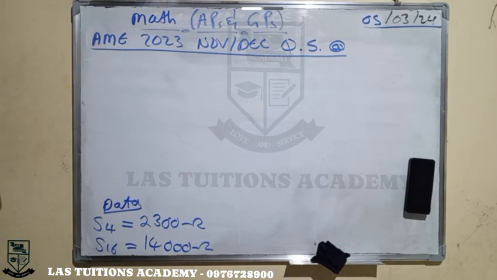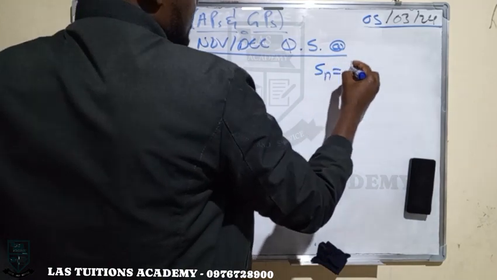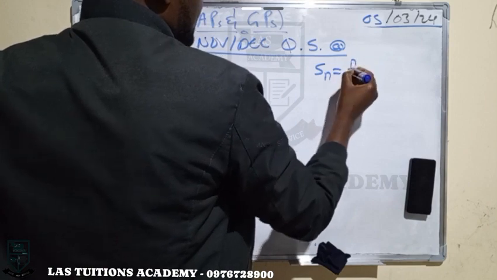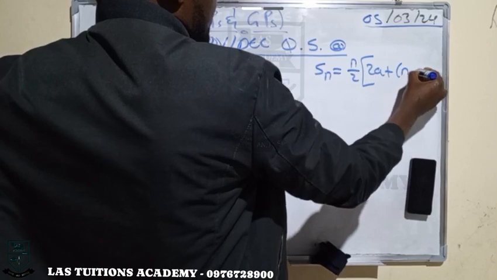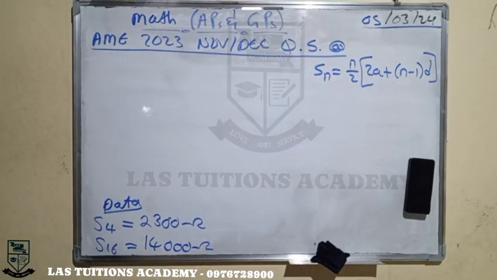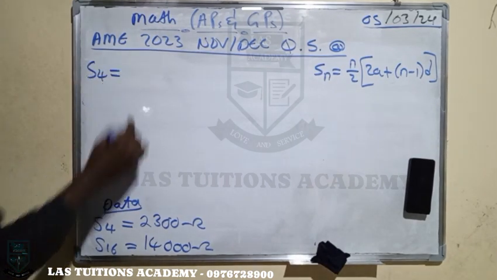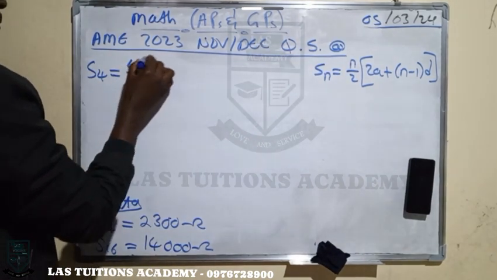So the formula is: the sum to the nth term is equal to n over 2, times 2a plus n minus 1 times d. That is the formula which we have. So now we're going to say the sum to the fourth term is equal to, where there's n here we're putting a 4, so 4 over 2, and then 2a.